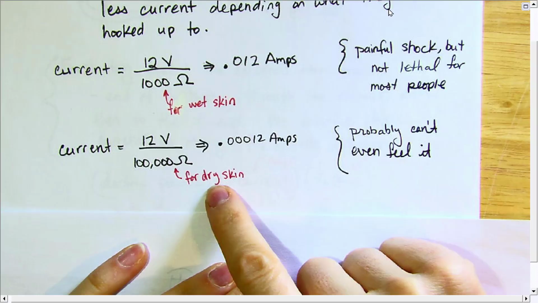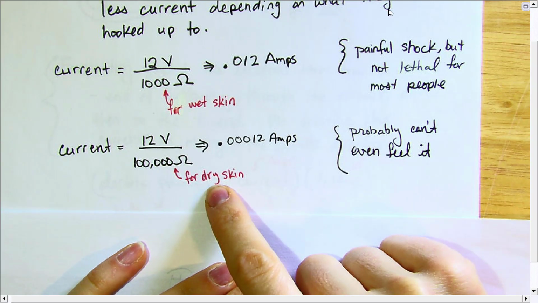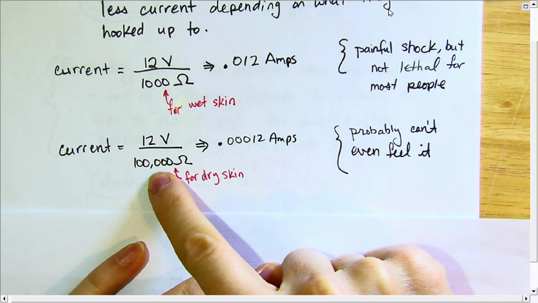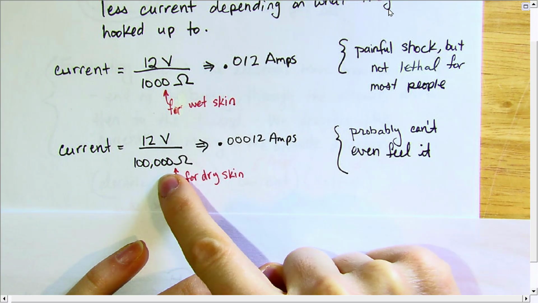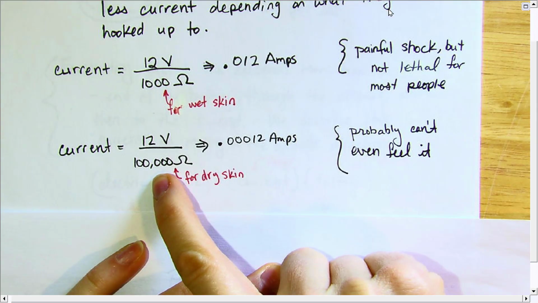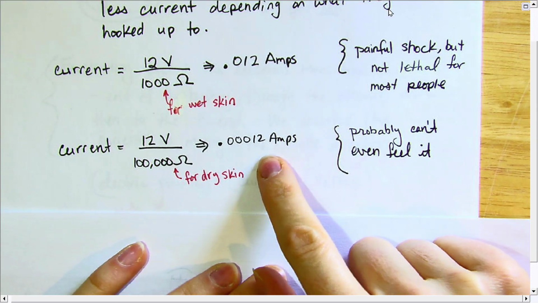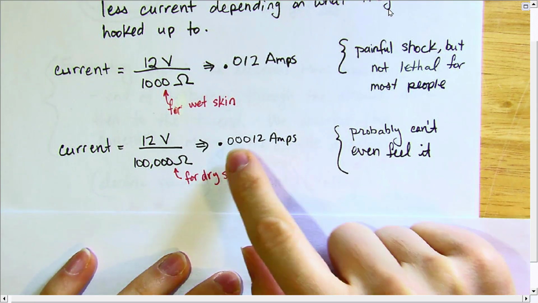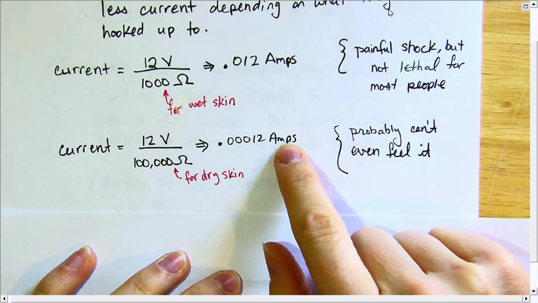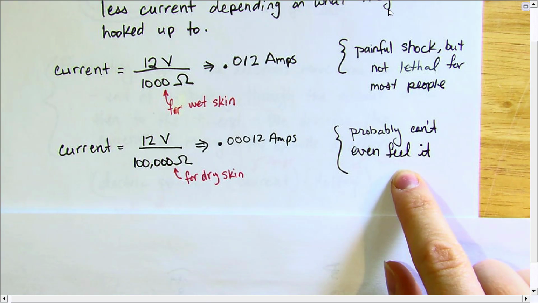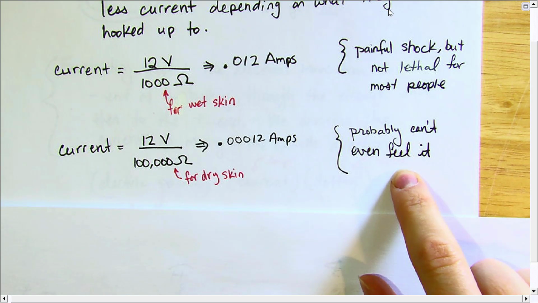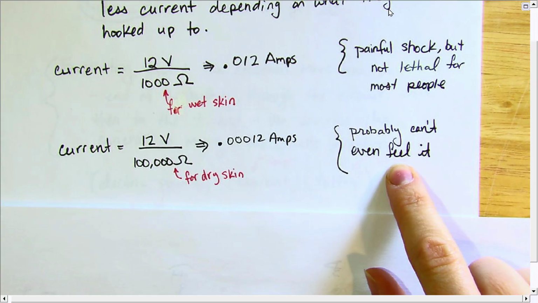Now, if you had dry skin, it tends to have a resistance more like 100,000 ohms. So a 12-volt battery divided by 100,000 ohms trying to get through your dry skin, the current that it would be able to push through your body would be 0.00012 amps, so much, much smaller. And you look it up in a table, is that something a human can even feel? And you probably can't even feel it.